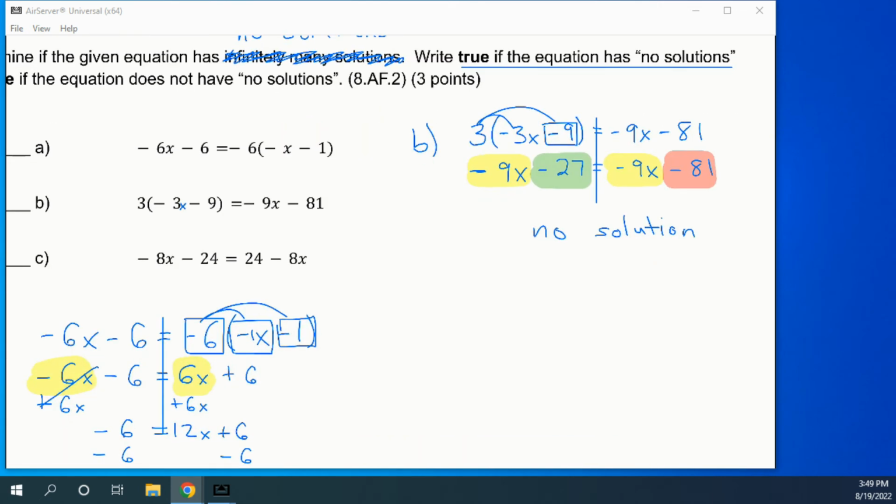The third one, C, is going to be negative 8x minus 24 equals 24 minus 8x.